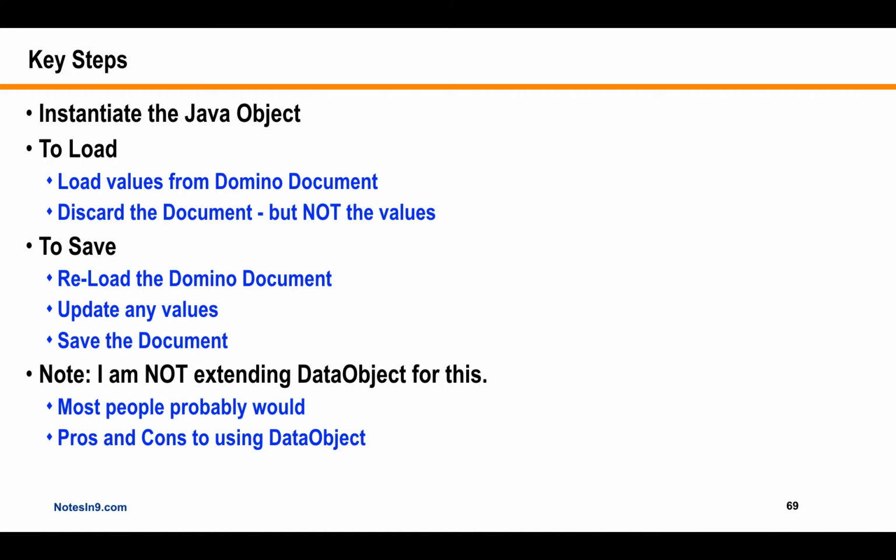So it loads the values from the Domino document in this process. But then once it has all the values, it throws away the document, but not the values. So it saves those values, and now you've loaded your Java object. You've ingested that data, and then when you save it, the Java object will reload the actual Domino document, update any values, and then save the document, and then discard it. It doesn't care about the Domino document anymore. It's just been updated and saved.